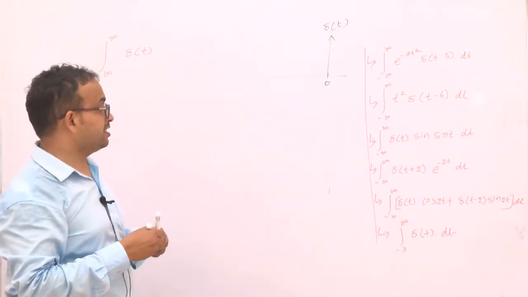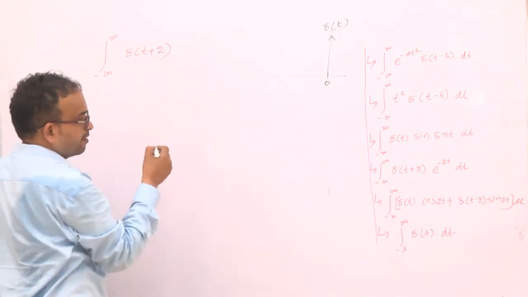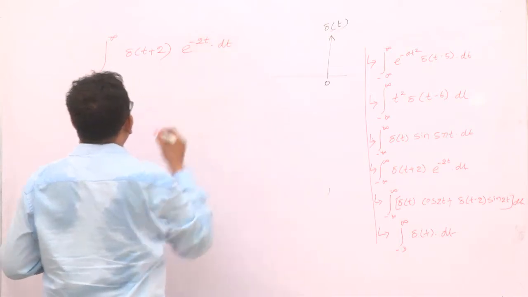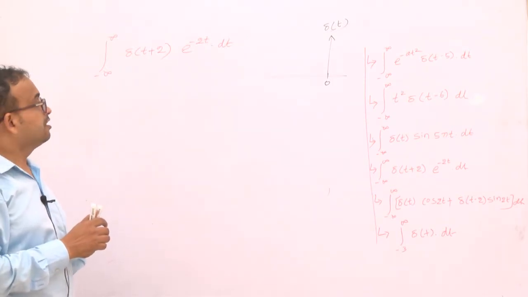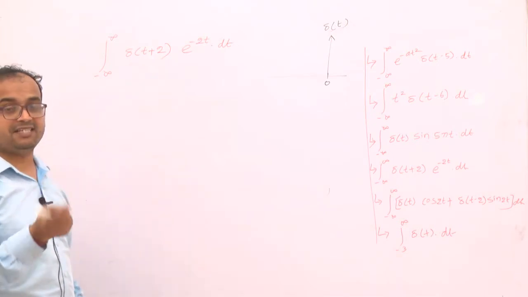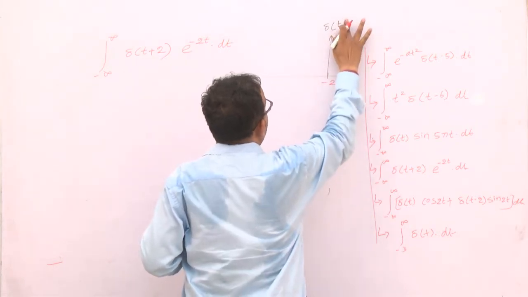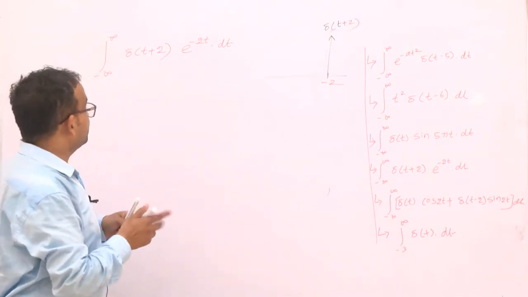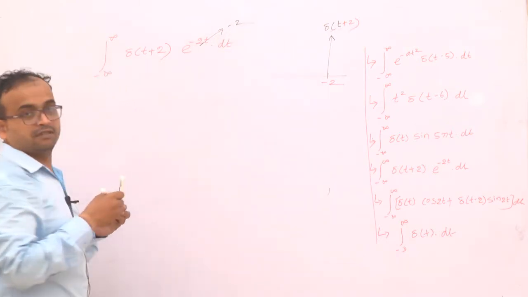The next problem is the integral of delta of t plus 2 e to the minus 2t dt. Right? So for this, where is delta of t plus 2 present? Delta of t plus 2 is present at t equal to minus 2. So what can you write now? This t will be replaced by minus 2. So we can write like this.